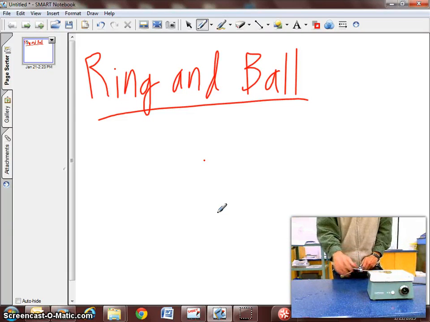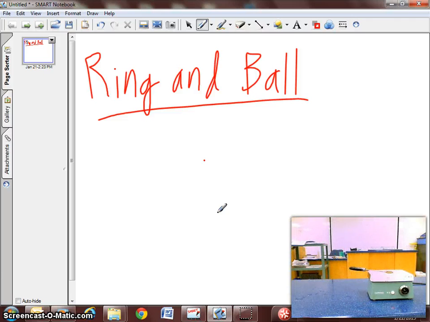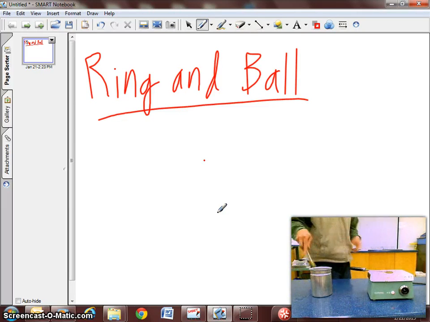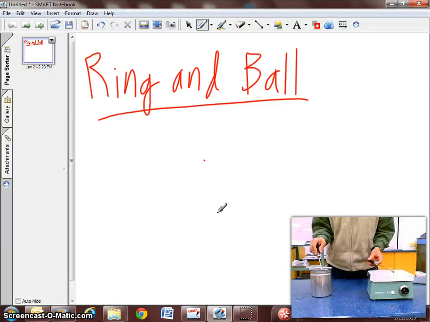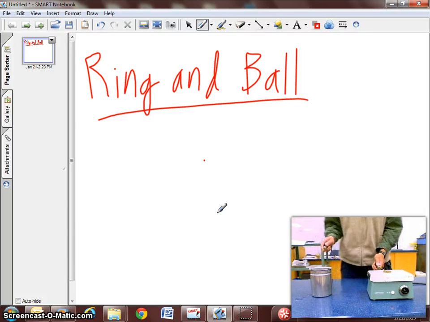So now I will lay the ring on this hot pad for a couple of moments. I will bring the cold water and make sure the ball is cold. So I dip the ball in the cold water, and heat the ring for about a minute.